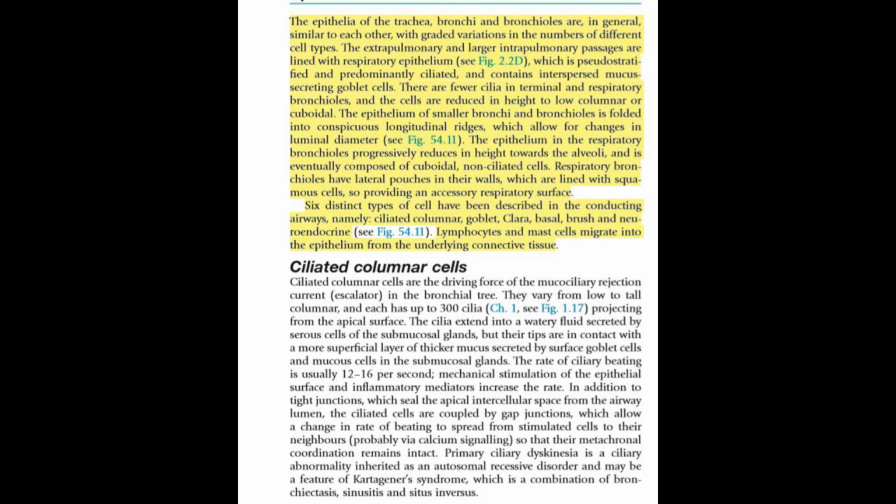Also, the epithelium of the smaller bronchi and the bronchioles is folded into conspicuous longitudinal ridges that allow for changes in diameter. Because of the influx of air, there is an increase and a decrease in the alveoli. So, to allow this, there is a presence of ridges and foldings.